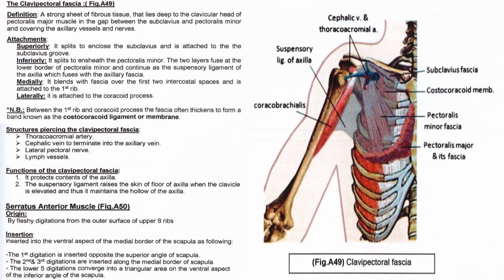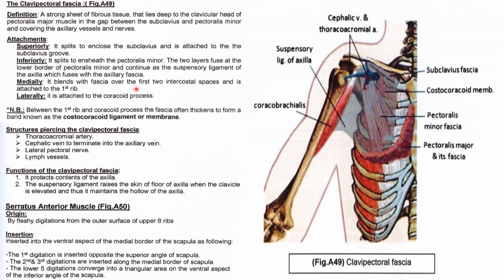This is our clavicle, clavipectoral fascia. We saw the deep fascia, the pectoral fascia, which has the pectoralis major. Now we are seeing the clavipectoral fascia.